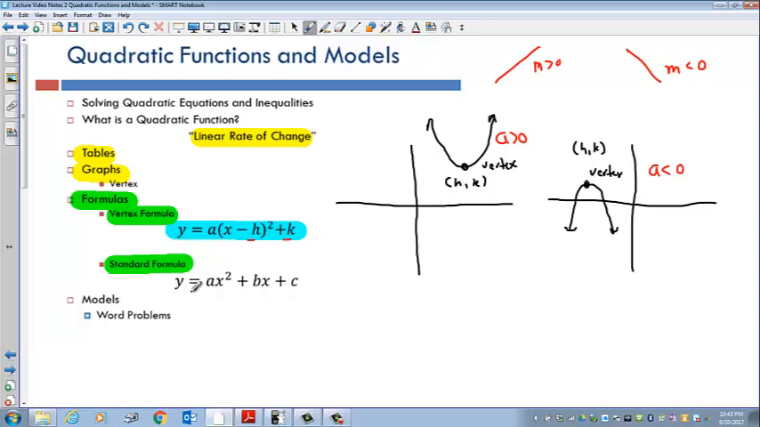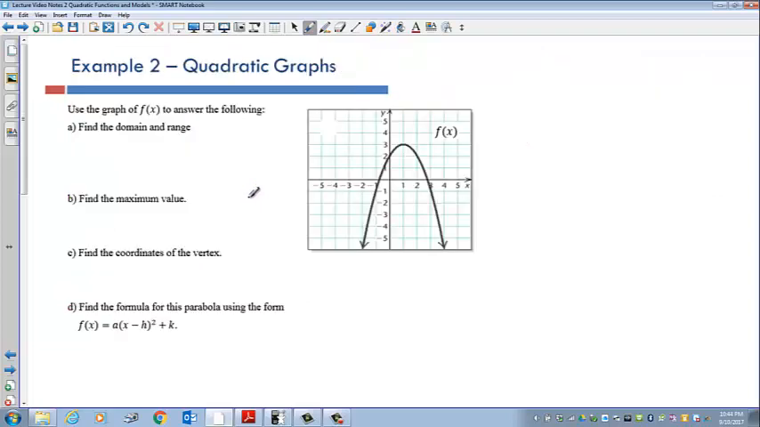The standard formula is something you're probably most used to: y equals ax squared plus bx plus c. It's nice for the quadratic formula if you're solving an equation, but the vertex form is really nice for interpretation, and we'll come back to it in a little bit. But let's first take a look at an example.